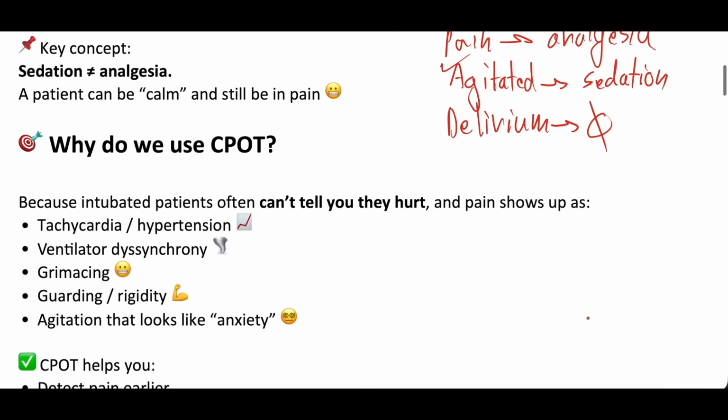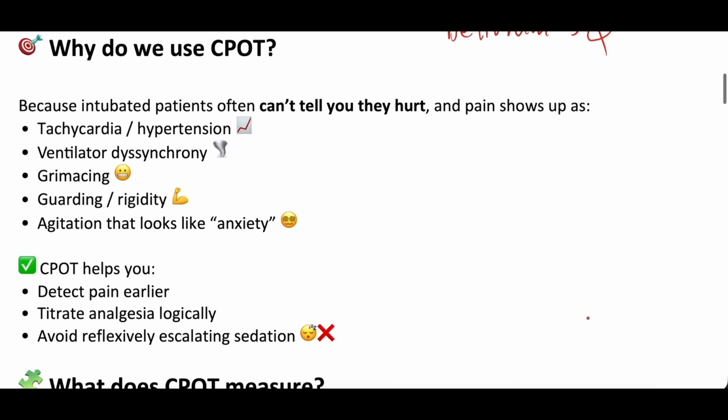So why do we use CPOT? Well, intubated patients often can't tell us that they're hurting, right? Some of them can. Some of them are totally awake and can mouth or write on a sheet of paper that my arm hurts or my leg hurts. But most of them do not maintain that degree of awareness. They can't tell you they hurt. So pain shows up in different ways: tachycardia and hypertension, ventilator desynchrony, grimacing, guarding, rigidity, agitation that looks like anxiety.